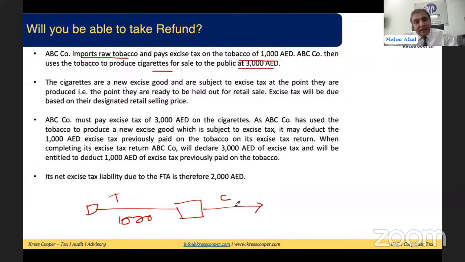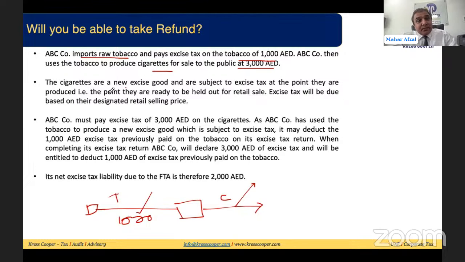Now they are selling cigarettes. Again, they are paying excise duty. Whenever they are manufacturing cigarettes, it will be subject to excise as well. So these products are being used in the cigarette, and the cigarette itself is subject to excise duty. So principally, this person should not pay excise tax two times.